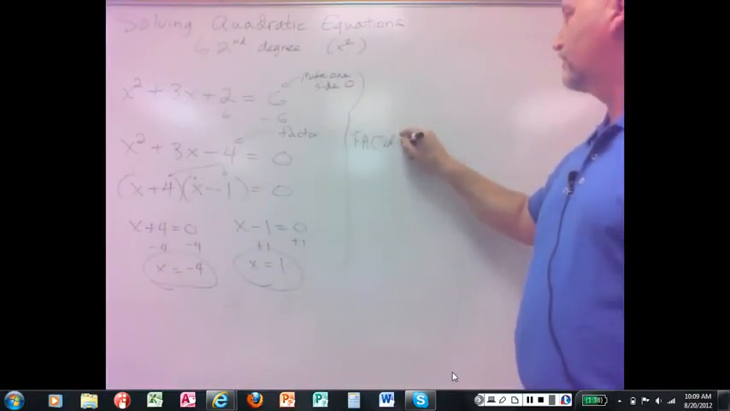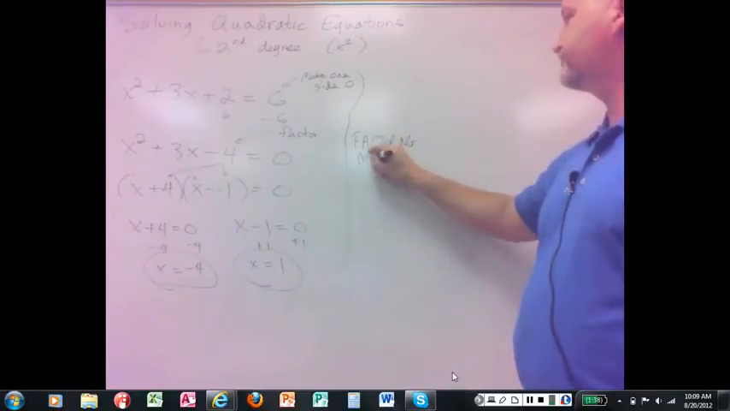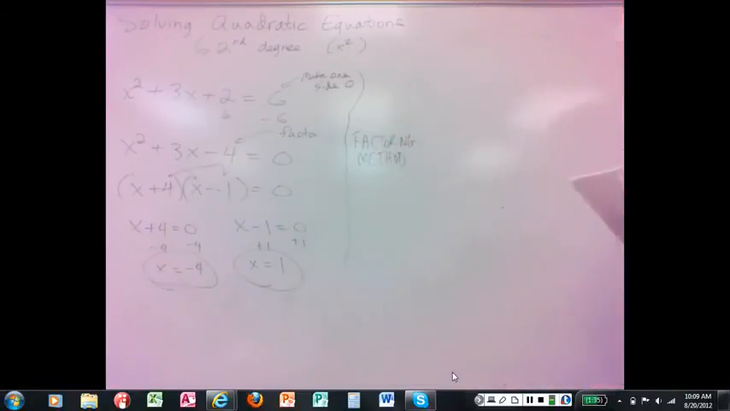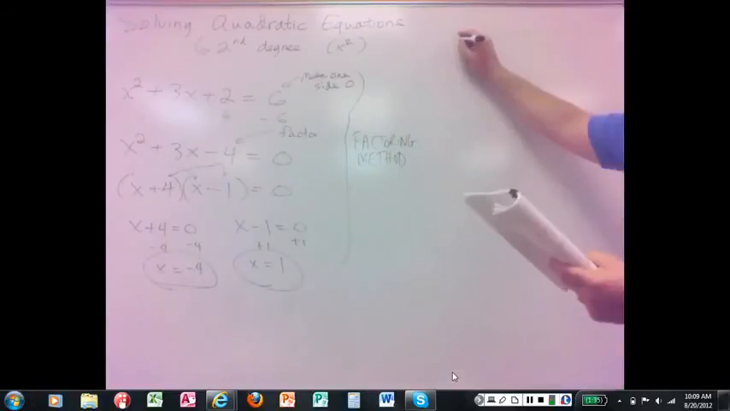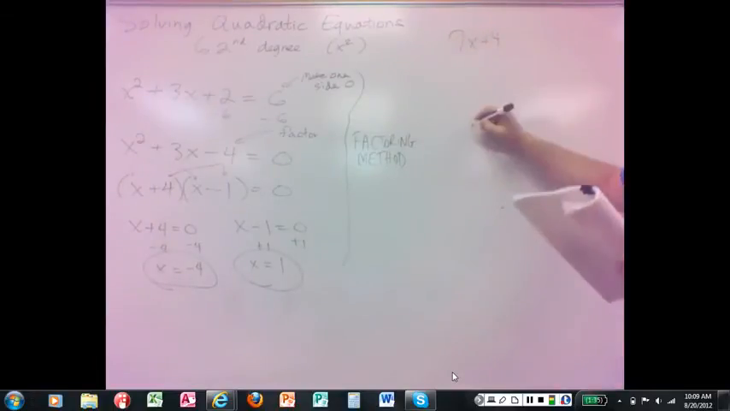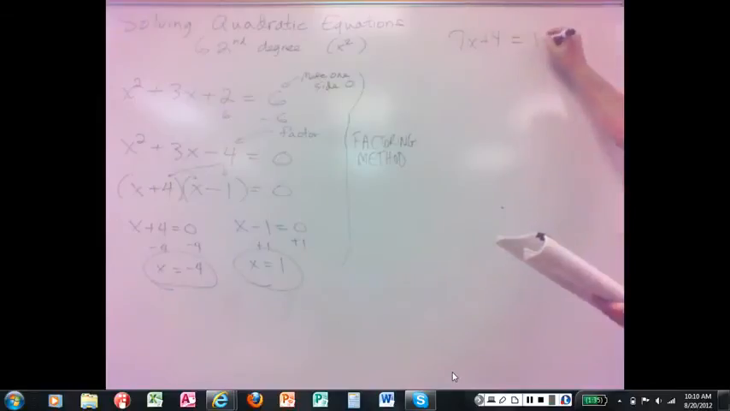We'll do a couple more on that, how that works. All right, so here's another one: 7x plus 4 equals 10 minus 3x squared.